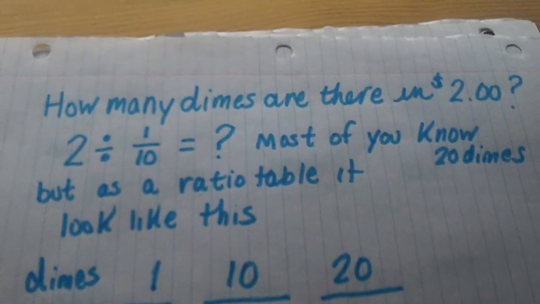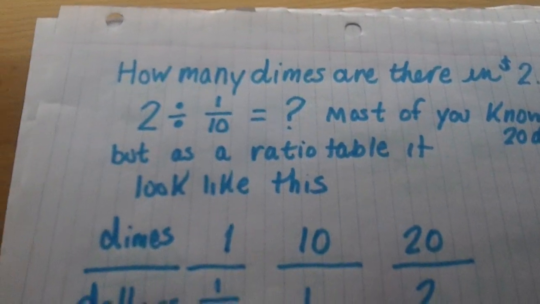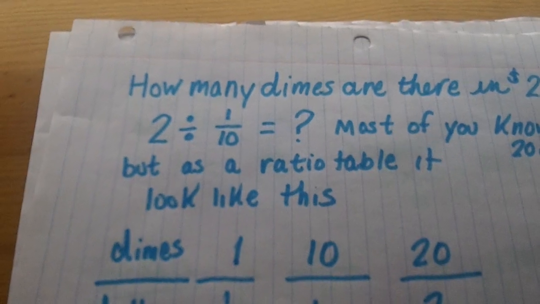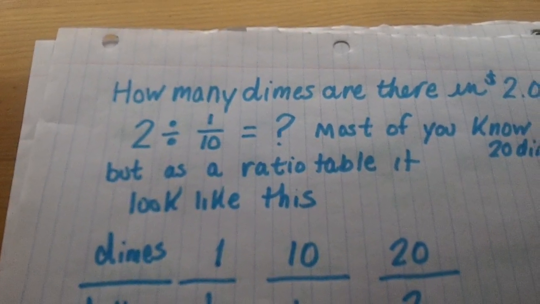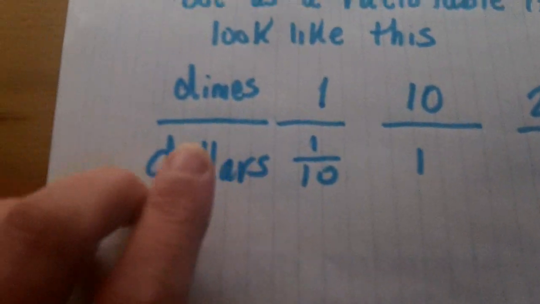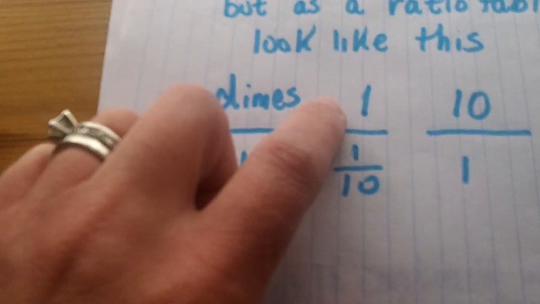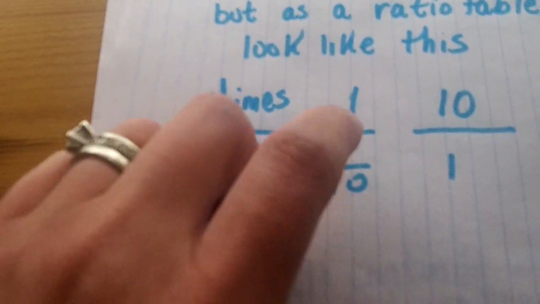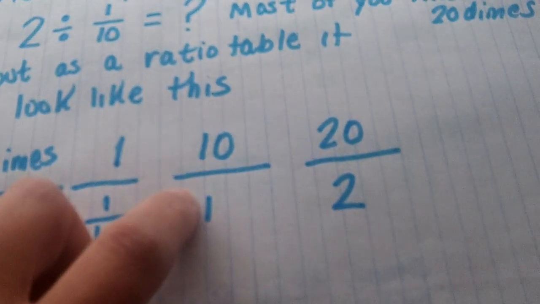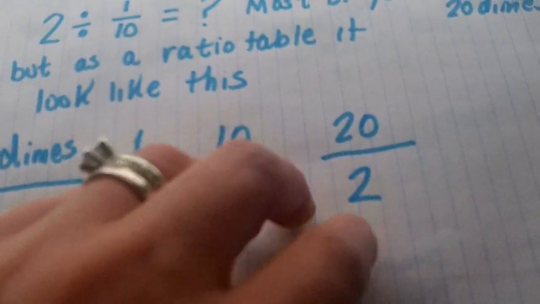Let's go on to the next one. How many dimes are there in $2? We would look at the problem of 2 divided by a tenth. Once again, most of you know the answer would be 20. But looking at the setup again, we would look at the ratio table of dimes to dollars. If we have one dime, it is a tenth of a dollar. 10 dimes equals a dollar. So if we double that, 20 dimes would get us to $2.